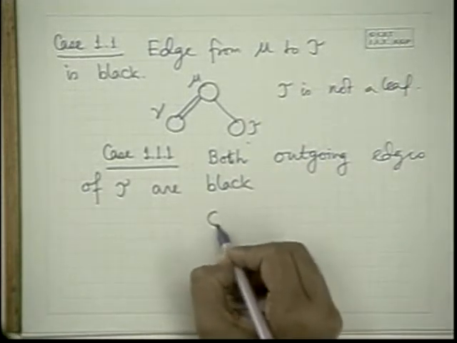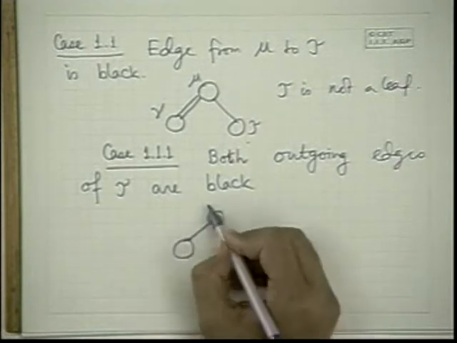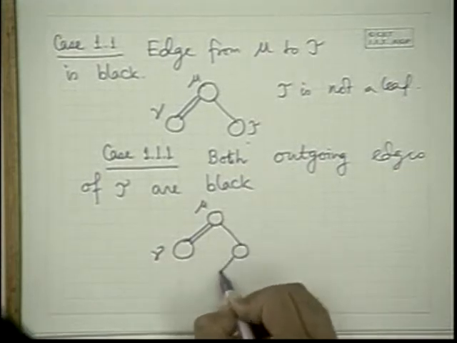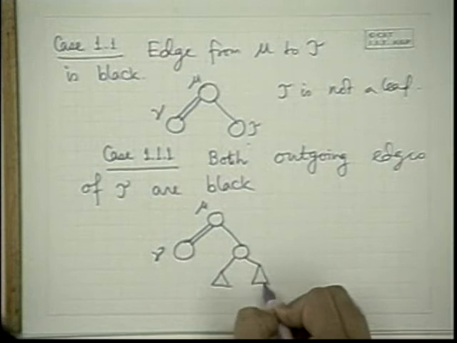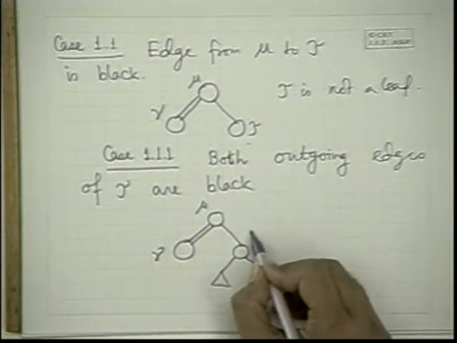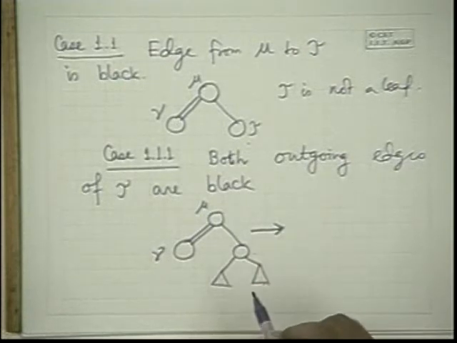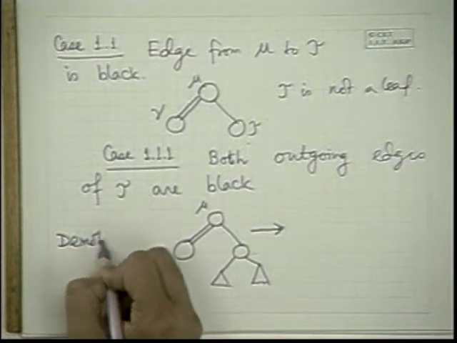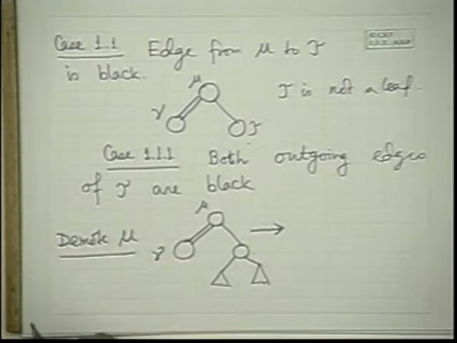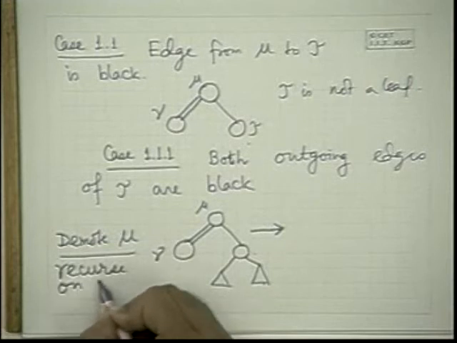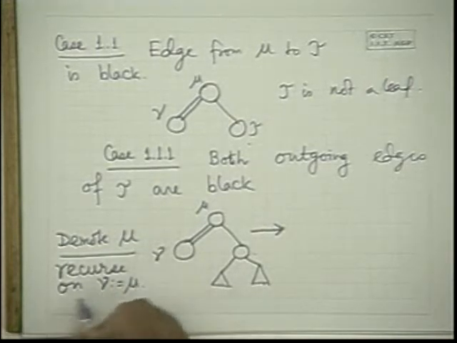So if I draw the picture, this is mu, this we know the case, and tau has 2 children and both are black. So this is the situation. In this case, what we'll do, we'll demote. I'll tell you what we mean by demote. Demote mu and recurse on nu is equal to mu. So these are the two steps.